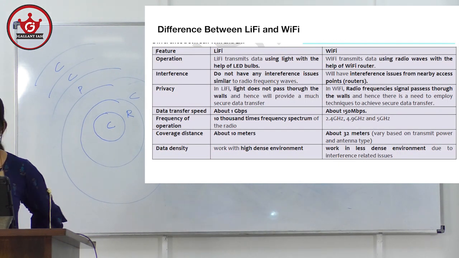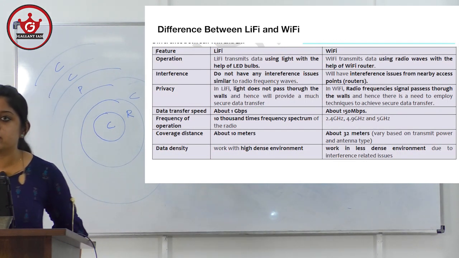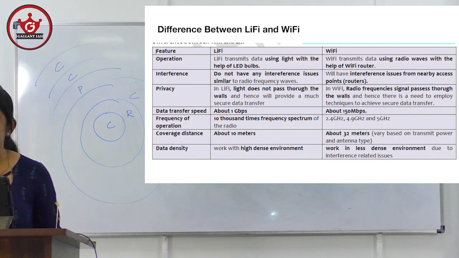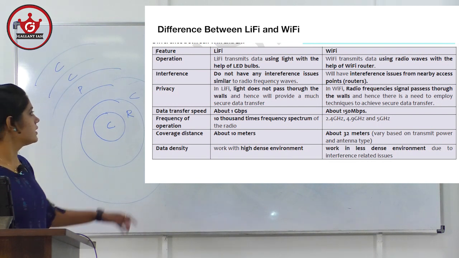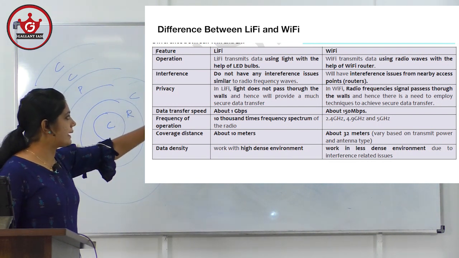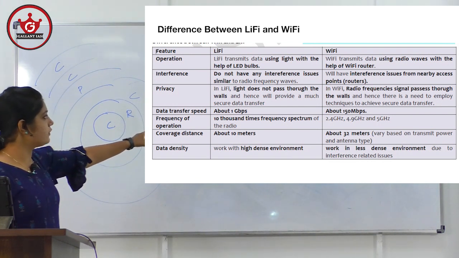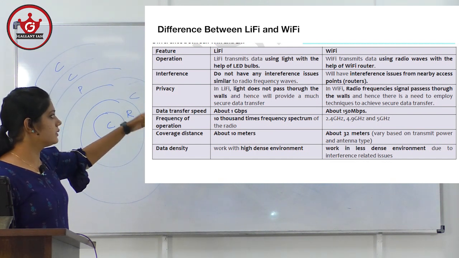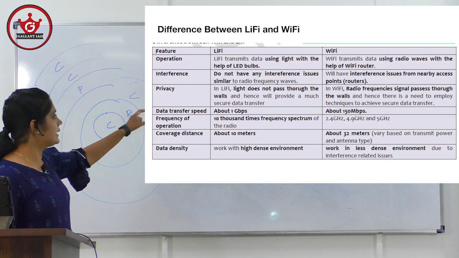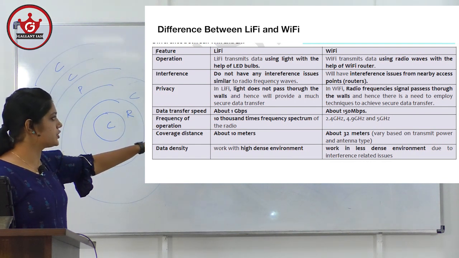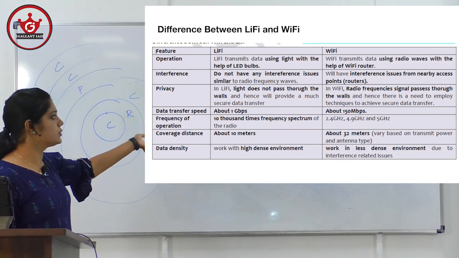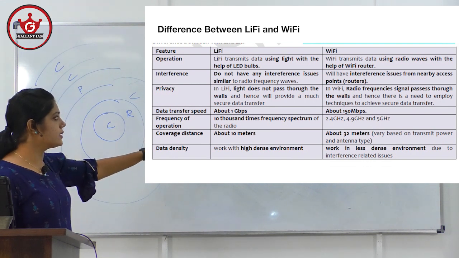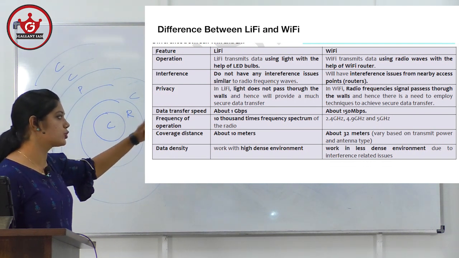What is Li-Fi? What is the full form of Wi-Fi? Li-Fi is light fidelity. I have given the features of Li-Fi and Wi-Fi. In Wi-Fi, radio waves are used. In Li-Fi, light waves are used with the help of LED bulbs and all. Interference: Li-Fi does not have any interference issue, while Wi-Fi has issues with nearby access points. Privacy: light does not pass through walls, whereas radio frequency signals pass through walls.